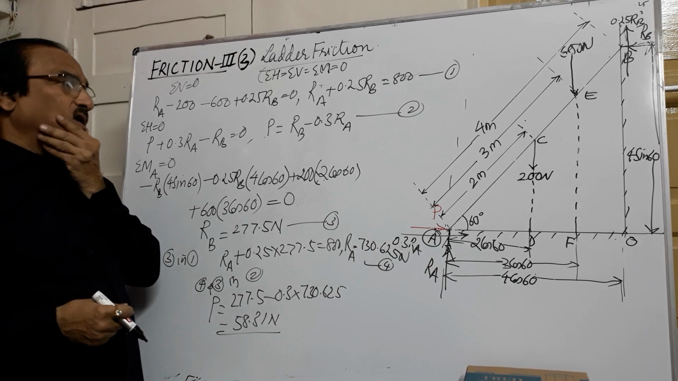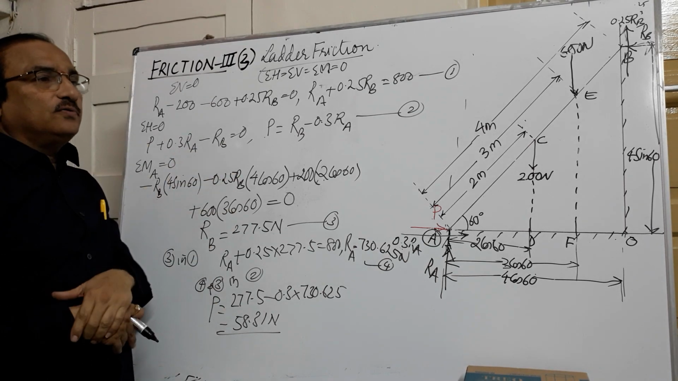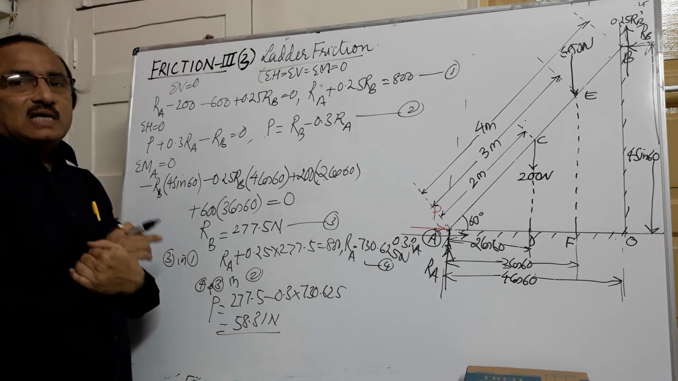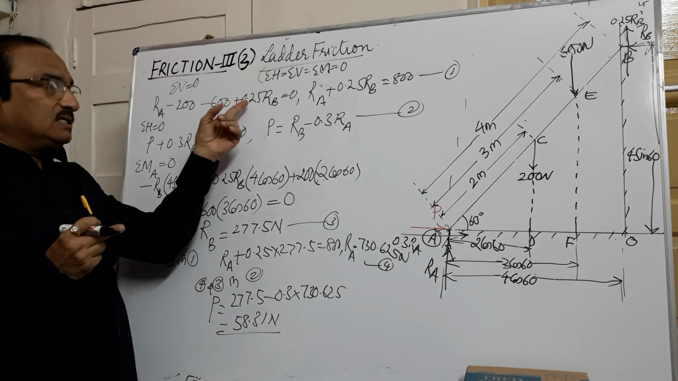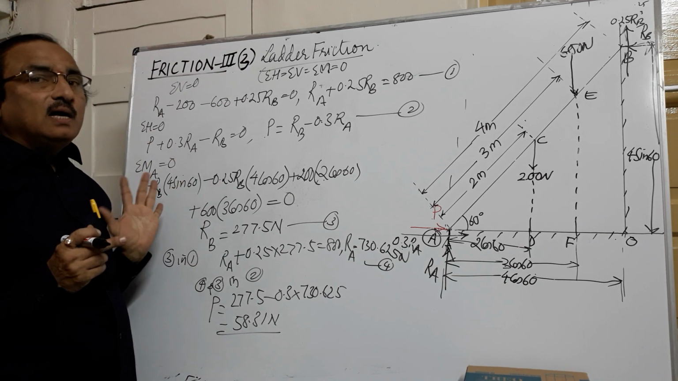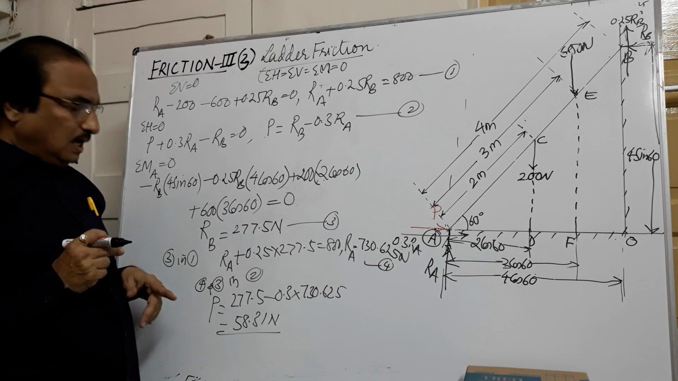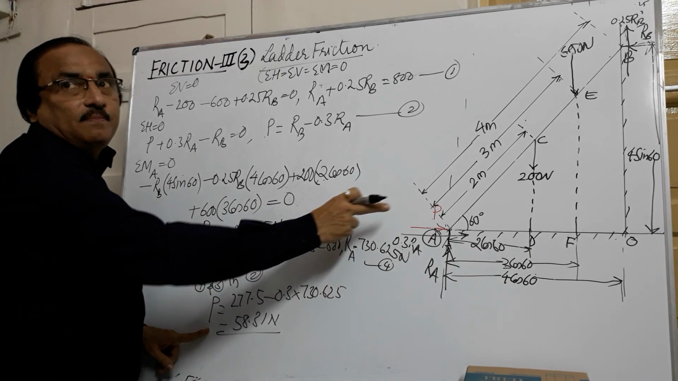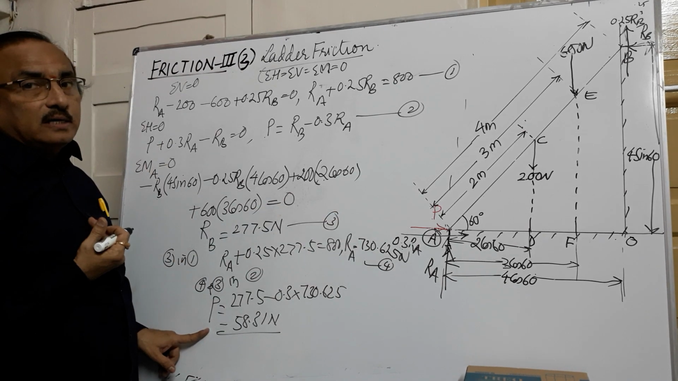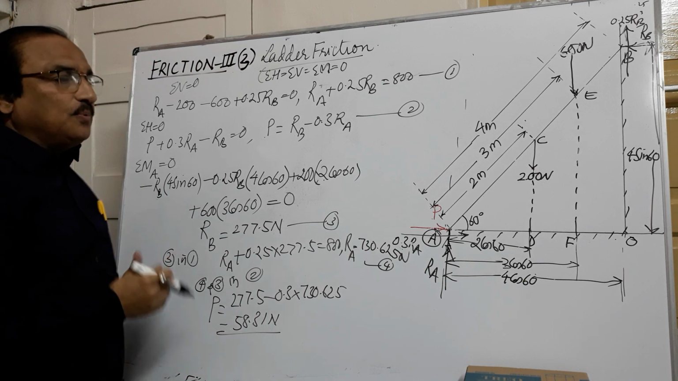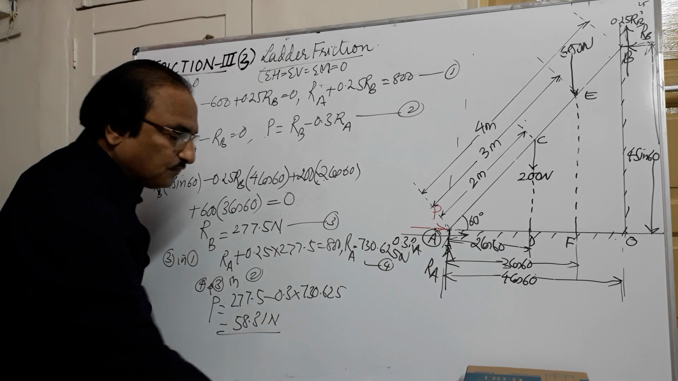58.31 Newton. So these are the 3 steps you will have to follow irrespective of whatever is asked in the problem: sigma H equation, sigma V equation and sigma M equation. This is the horizontal force P to be applied at the bottom so that the ladder will not slip. Suppose I remove this force P.